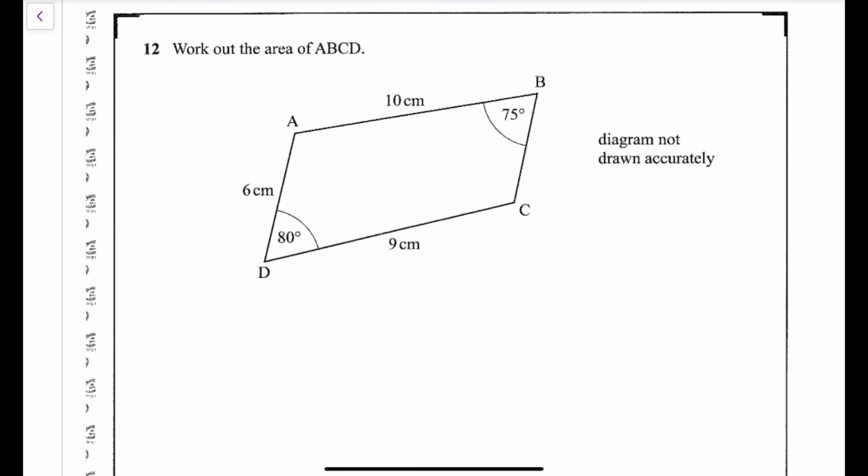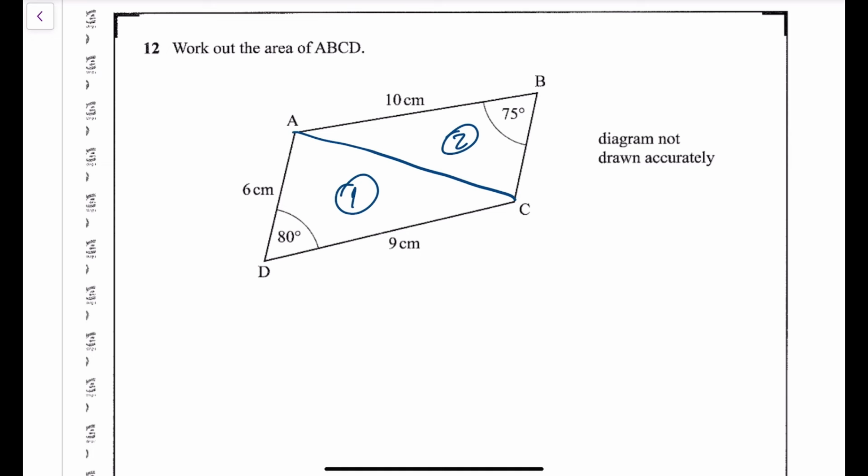It says work out the area of ABCD, and this is not a parallelogram, as you can see. So what we're going to do is split this diagonal here. Straight away everybody should be able to get the marks for the area of this triangle. This triangle here, not so easy. To get the second triangle, you're going to have to find this side x, and then find another angle in here. But we'll worry about that in a wee second.